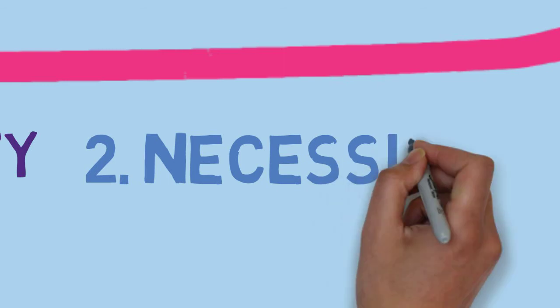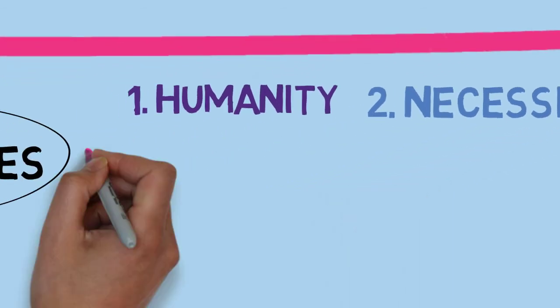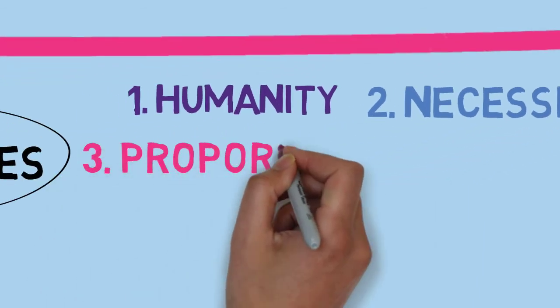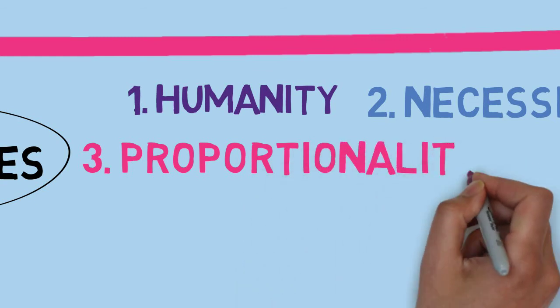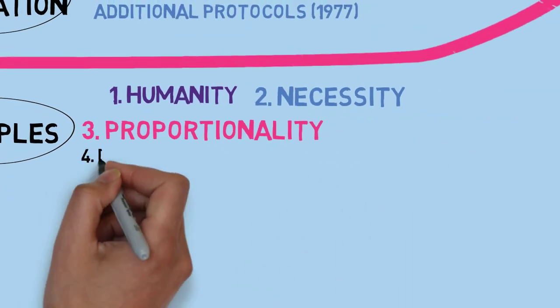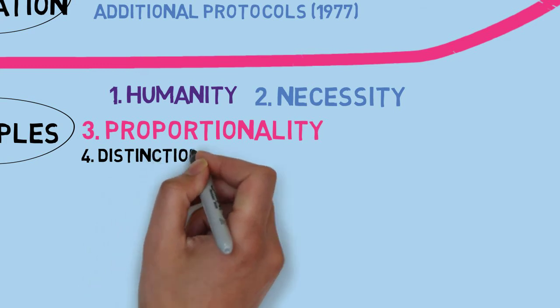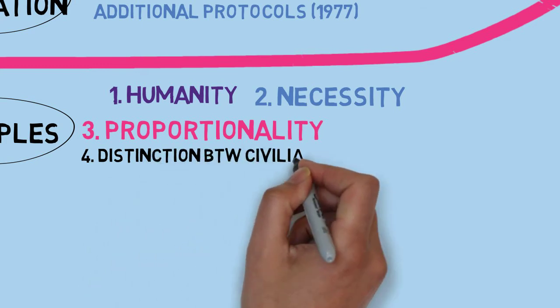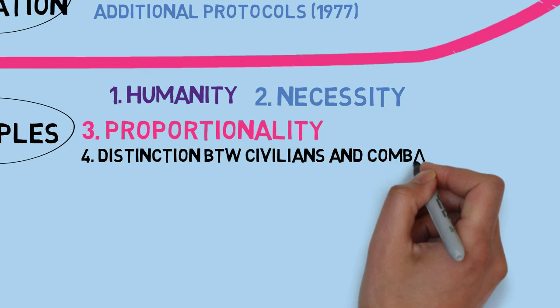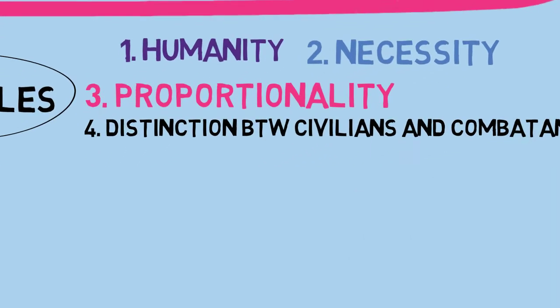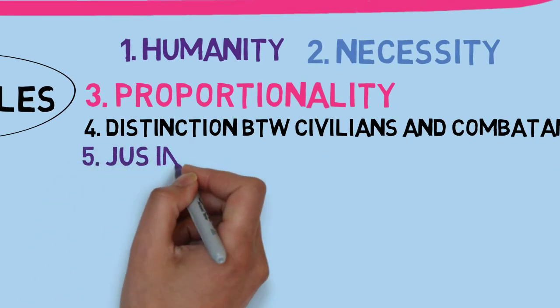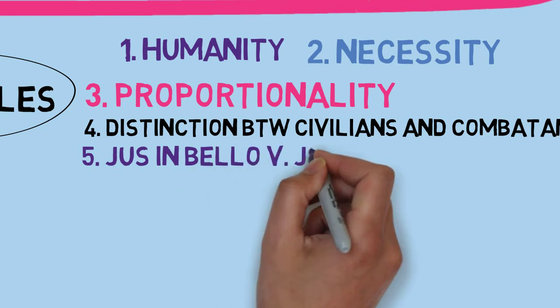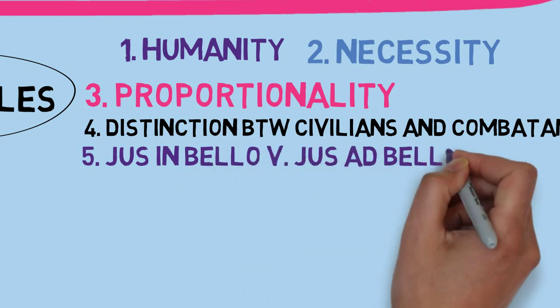If we enumerate them, they are humanity, necessity, proportionality, then the distinction between civilians and combatants, and lastly, the differences between the jus in bello, that is the international humanitarian law, and the jus ad bellum, that can be defined as the right to war.